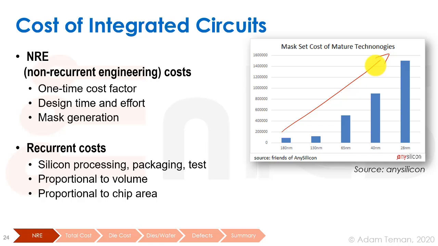The second category is recurrent costs. So if NRE is a one-time cost factor, recurrent costs are what we need to actually put out for every single chip that we sell. So this includes the silicon processing, the packaging, the testing of each chip, and it's proportional to volume and proportional to chip area. So the more we make, probably the cheaper it's going to be to do this, just because of prices, but it for sure is proportional to chip area. The bigger the chip, the more it's going to cost for recurrent costs. And we'll perceive all these things through the simple model that we're going to develop now.